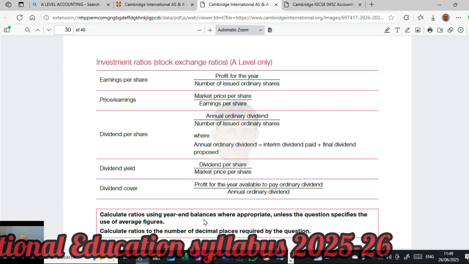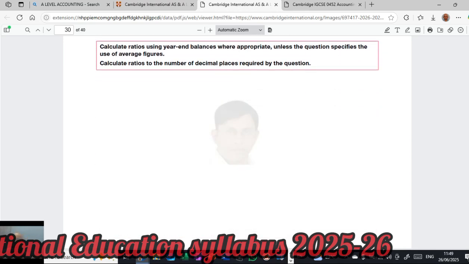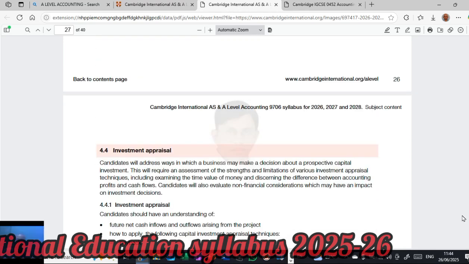Calculate ratios using year-end balances where appropriate, unless the question specifies the use of average figures. Calculate ratios to the number of decimal places required in the question. So that's all. The next part is investment appraisal.